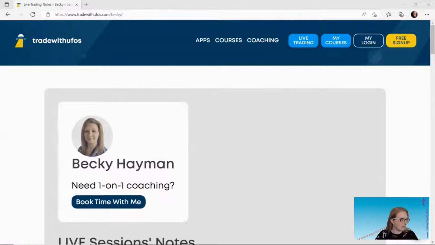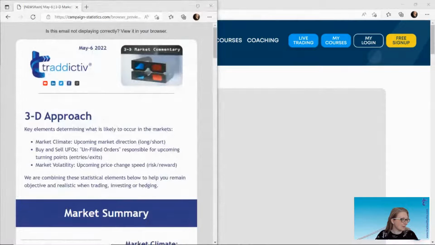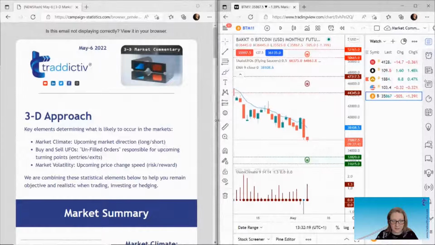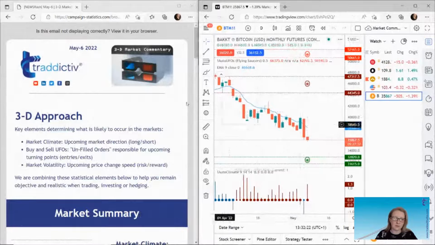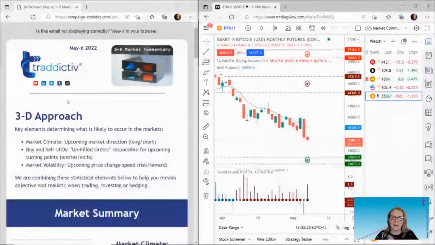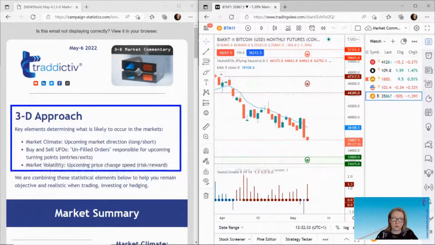Okay, so the 3D market commentary. Basically, we send out an email every day, Monday to Friday. It looks like this on the left-hand side. I'm just going to scoot it over a little bit to give us more room for the charts. We send out information on major world markets using three main statistical elements. That's why we call it the 3D market commentary or the 3D approach.